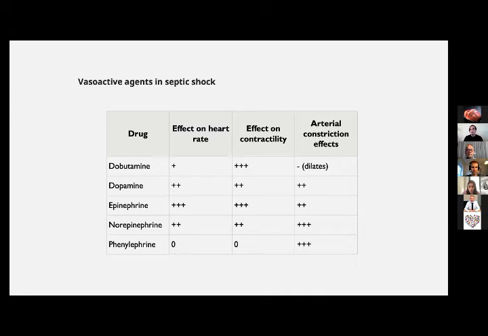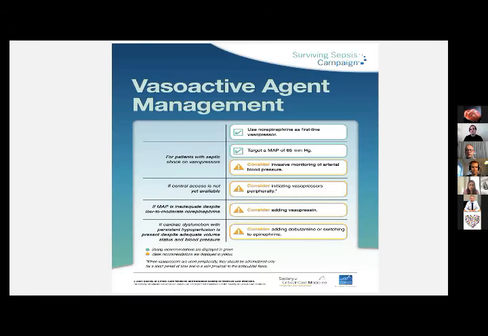So norepinephrine primarily, as you can see, arterial constriction is the main thing that happens. Then it also affects contractility and heart rate. And dobutamine has more of an effect on the contractility. So this is again from the Surviving Sepsis campaign. This came out last year. Norepinephrine as a first-line pressor.